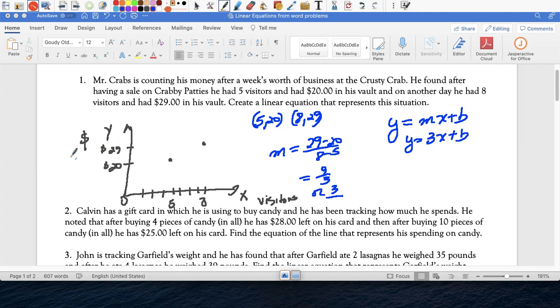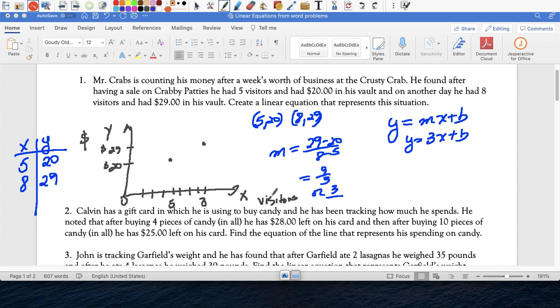So let me write this as a table as well. Here's a table. When there's 5 visitors, there's 20 bucks to be made. When there's 8 visitors, 29 bucks to be made. So what's the relation here? What's happening to 5 to get to 20? What's happening to 8 to get to 29? That's what we're looking for. Right now we know that the 5 is being multiplied by 3, and the 8 is being multiplied by 3. Every input is being multiplied by 3.